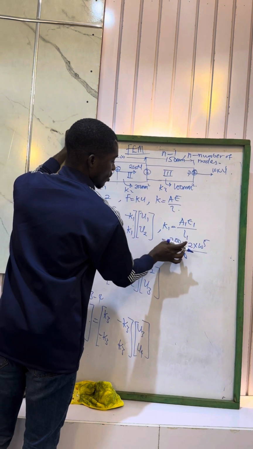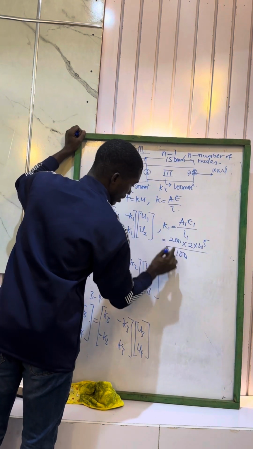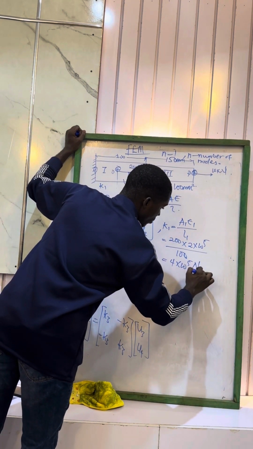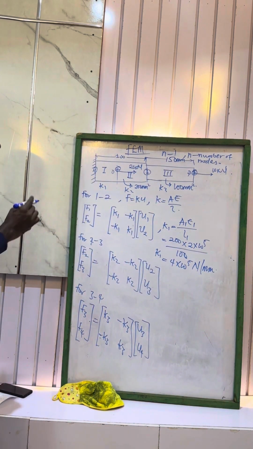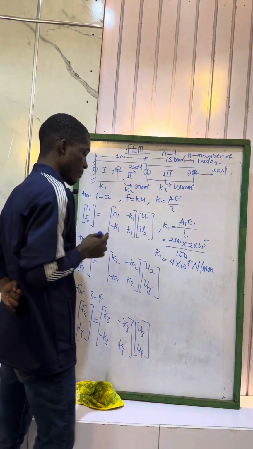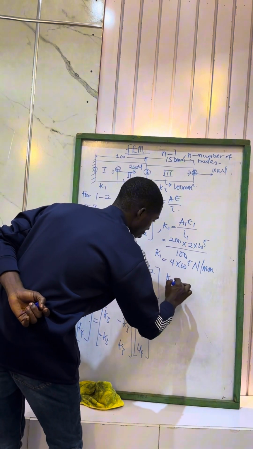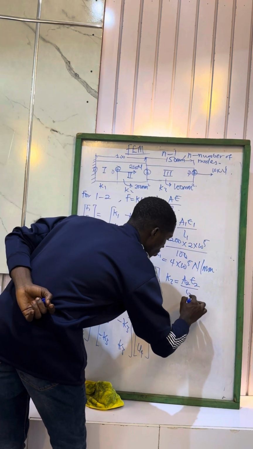So if you multiply 200 times 2 times 10 to the power 5, this cancels this, and we'll be having 4 times 10 to the power 5 newton per millimeter. So this is K1. We are going to say K1 is 4 times 10 to the power 5 newton per millimeter.